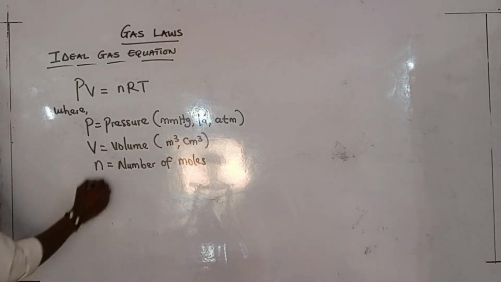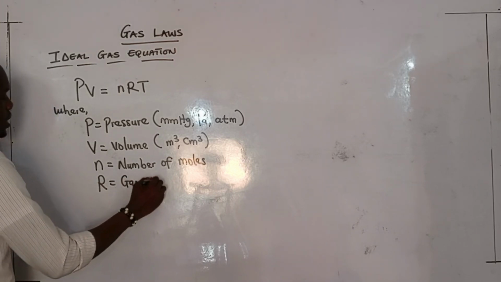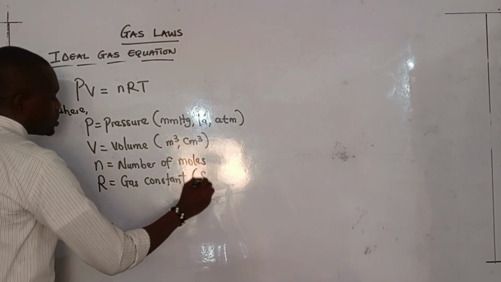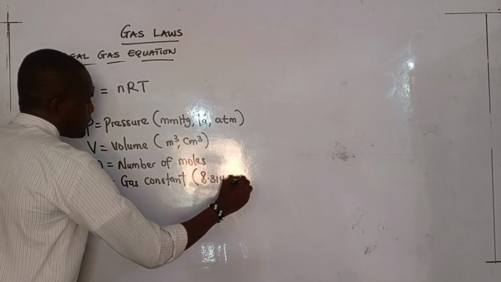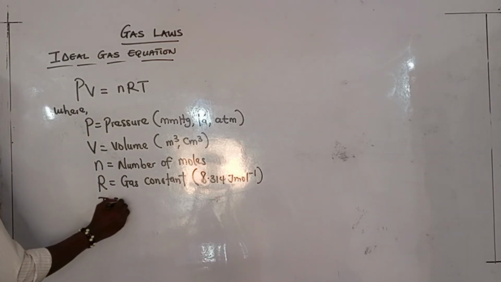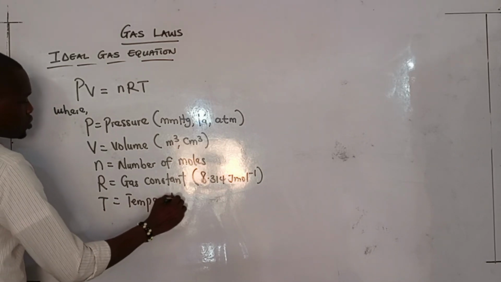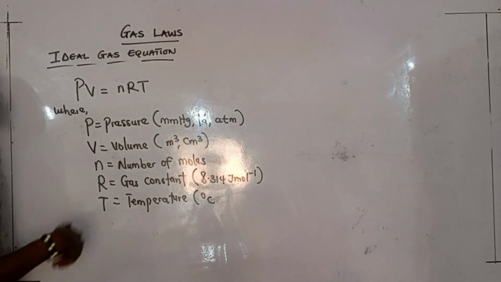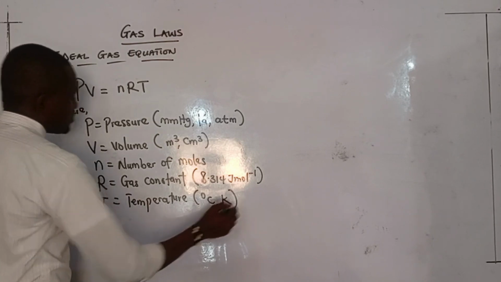Then we have our R, which is known as the gas constant, and the gas constant has a value which is 8.314 joule per mole. And then we have our T, which is the temperature. And temperature, as we all know, can either be measured in degrees Celsius, which you will need to convert to Kelvin, or it can be given to you in Kelvin.